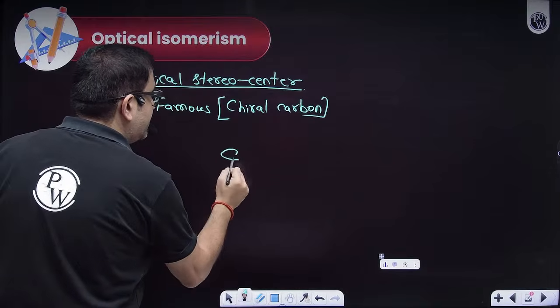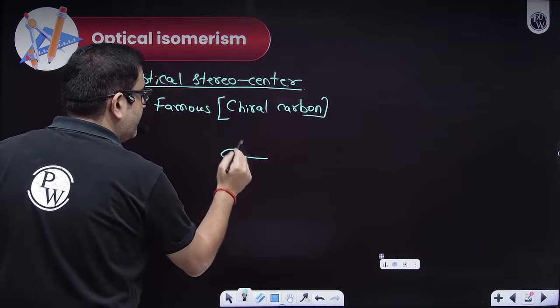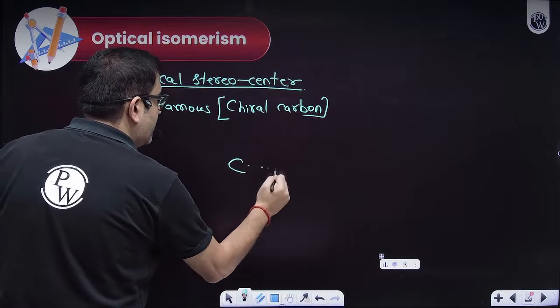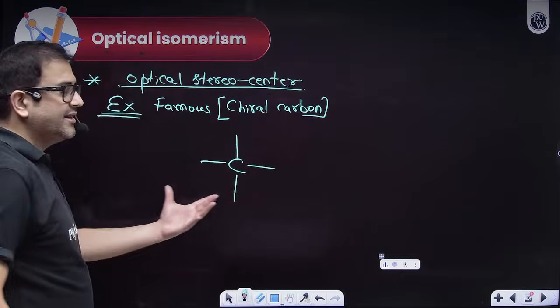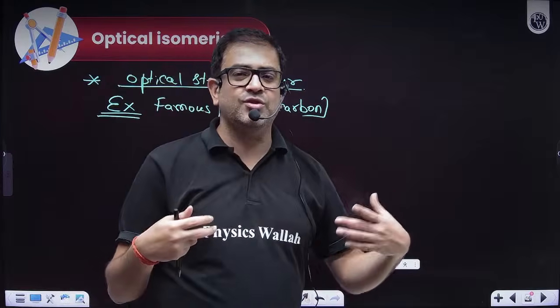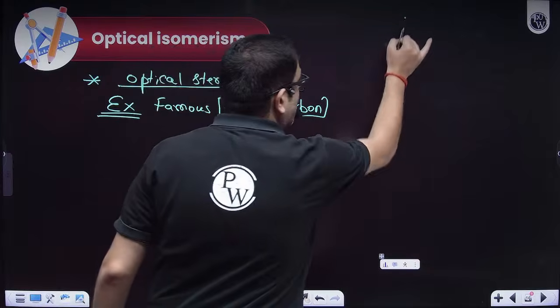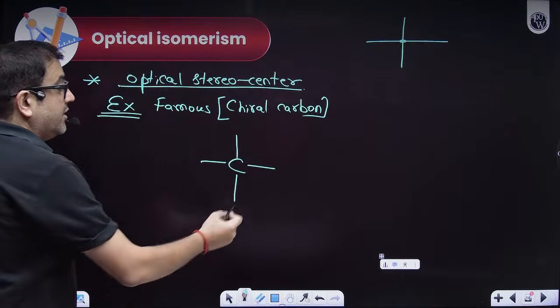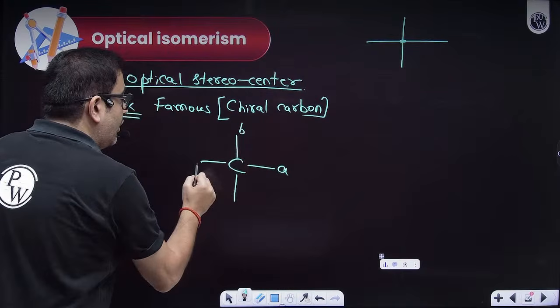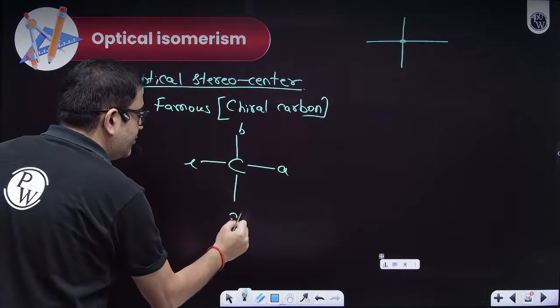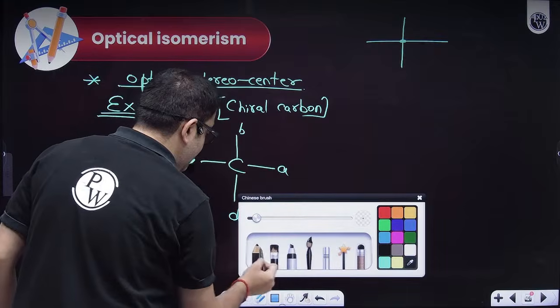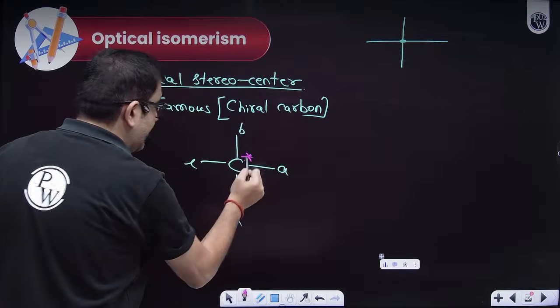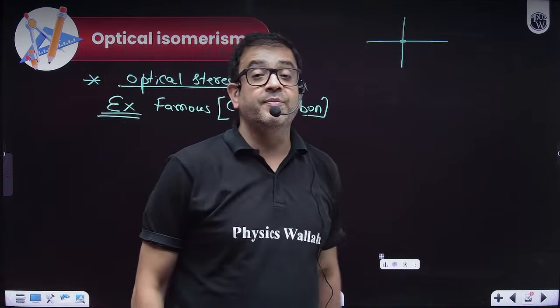A sp3 hybridized carbon, which is forming 4 bonds. Obviously, it's a tetrahedral carbon, so you have a wedge dash projection, and you can have a Fischer projection also. This is how you draw a Fischer projection, where this is your chiral carbon. It needs to have all 4 differently substituted bonds, and only then will this carbon be termed a chiral carbon. Okay, 1 point is done now.